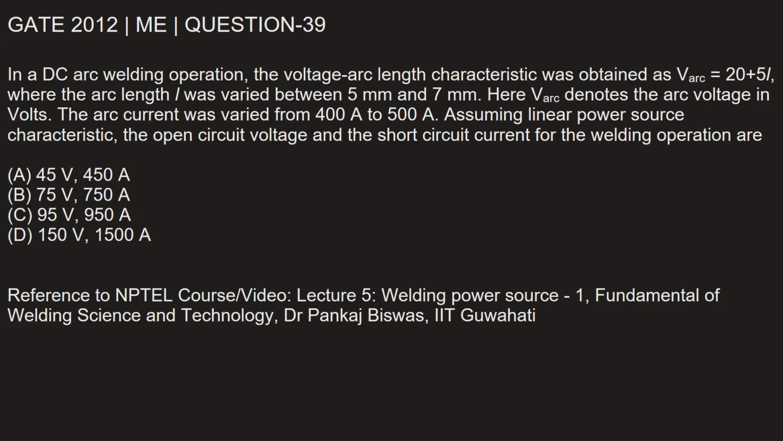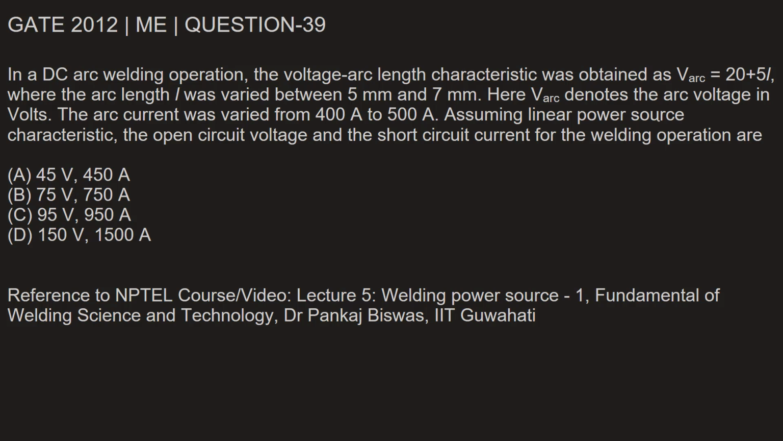Here, V arc denotes the arc voltage in volts. The arc current was varied from 400 ampere to 500 ampere. Assuming linear power source characteristic, the open circuit voltage and short circuit current for the welding operation are.